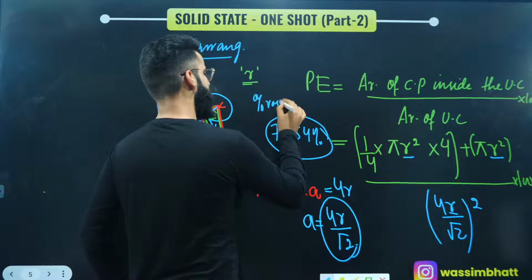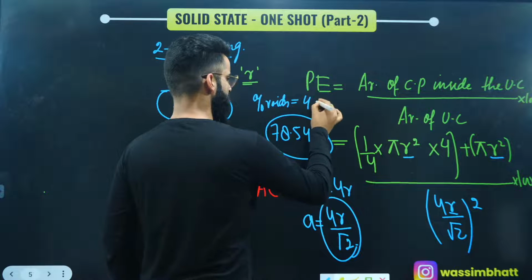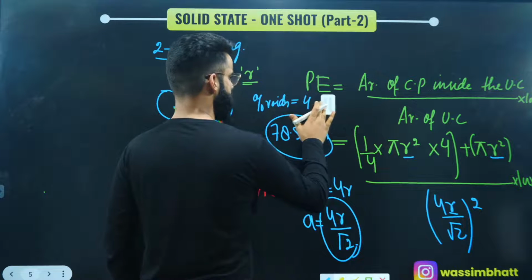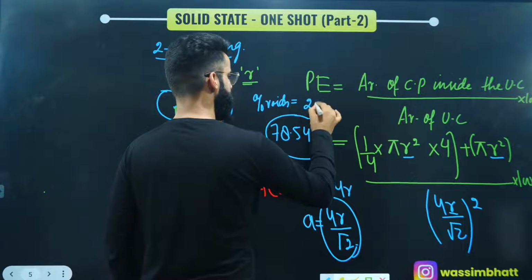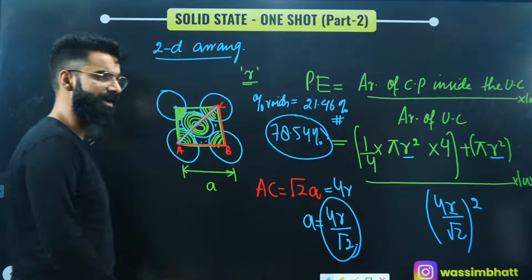You can say percentage of voids in this arrangement is simply going to be 100 minus 78.54, which comes out to be 21.46%, right? 21.46%. I'm sure every single thing is clear till here, right?